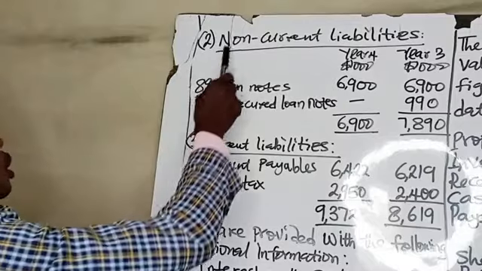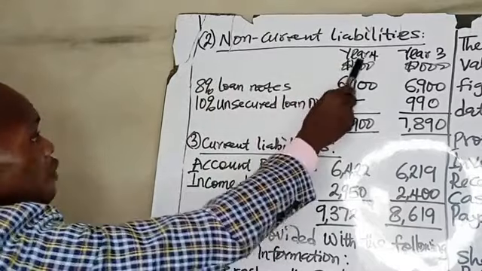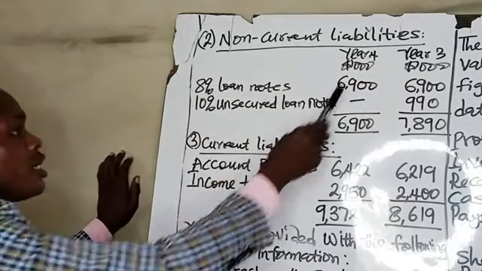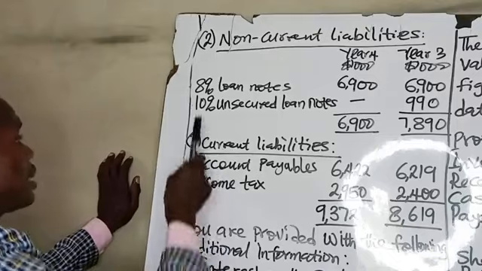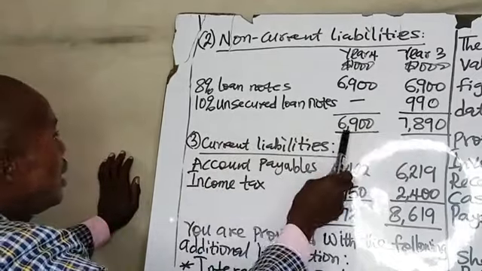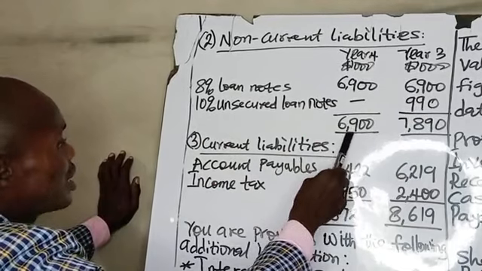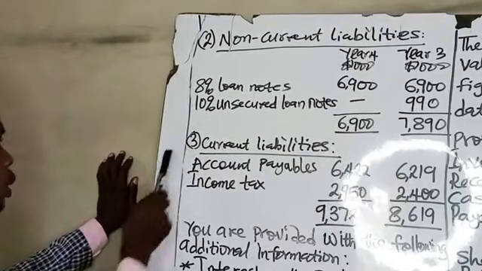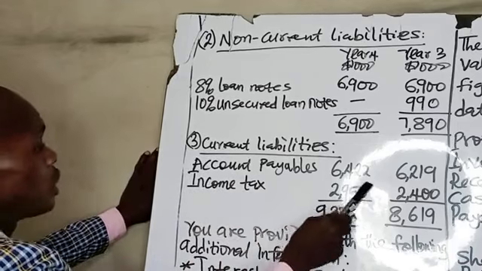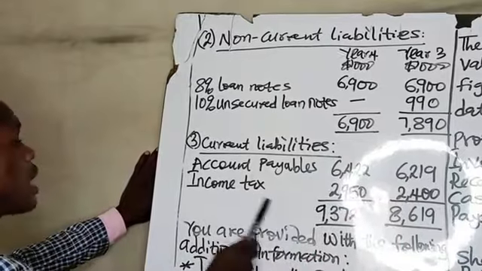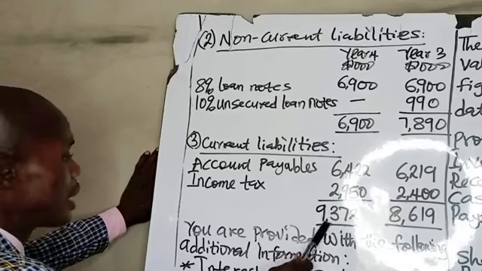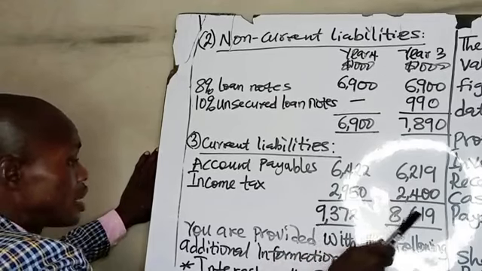Note 2, non-current liabilities. We have year 4 and year 3 amount in $1,000. 8% loan notes, 6,900 and 6,900. 10% unsecured loan notes, 990 for year 3. Then the non-current liabilities totaled 6,900 and 7,890. Note 3, current liabilities, account payables 6,422 and 6,219. Income tax 2,950 and 2,400. The total of the current liabilities is 9,372 and 8,619.